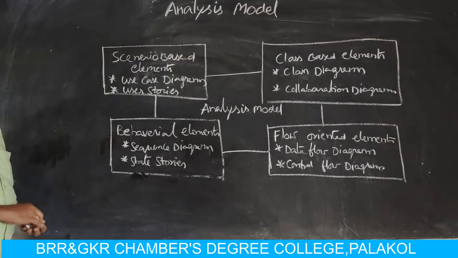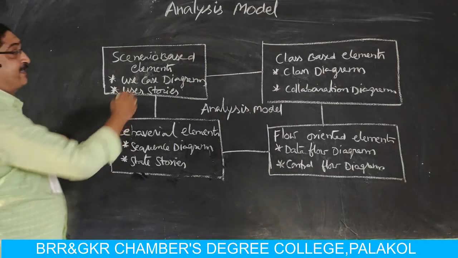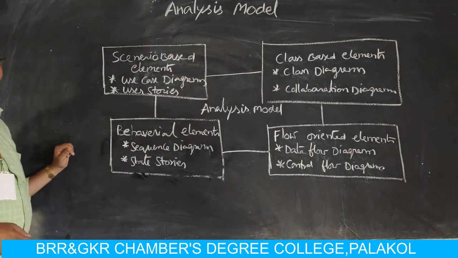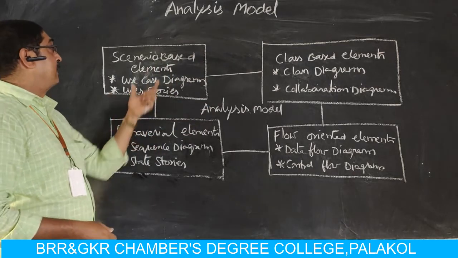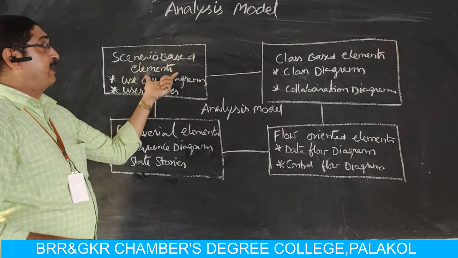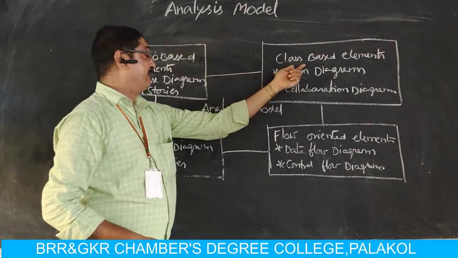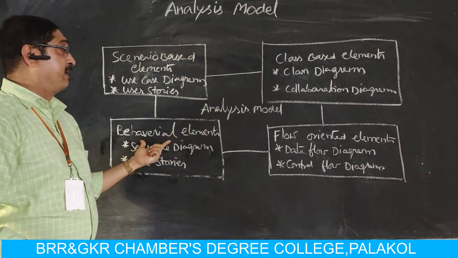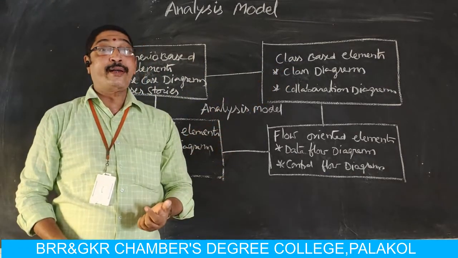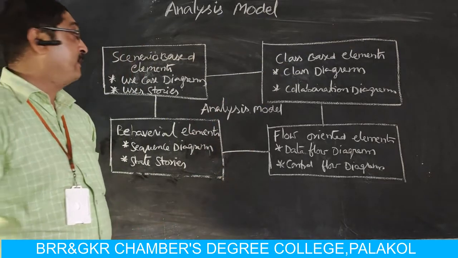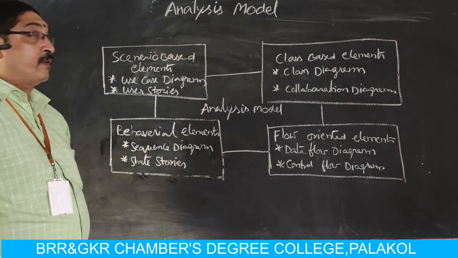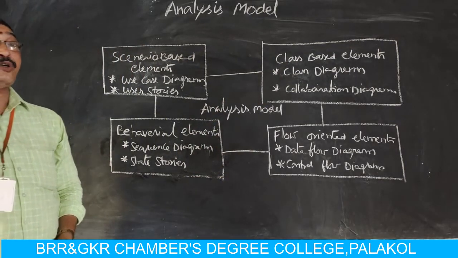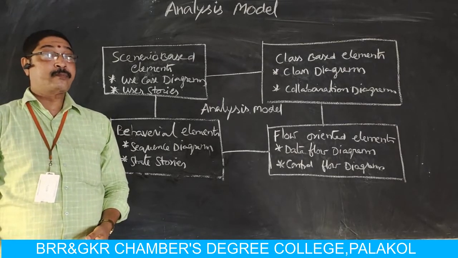This analysis model contains these elements. These are the elements of analysis model, which contains scenario-based elements, class-based elements, behavior-based elements, and flow-oriented elements. We have to discuss each one. Which one can be used for which purpose?